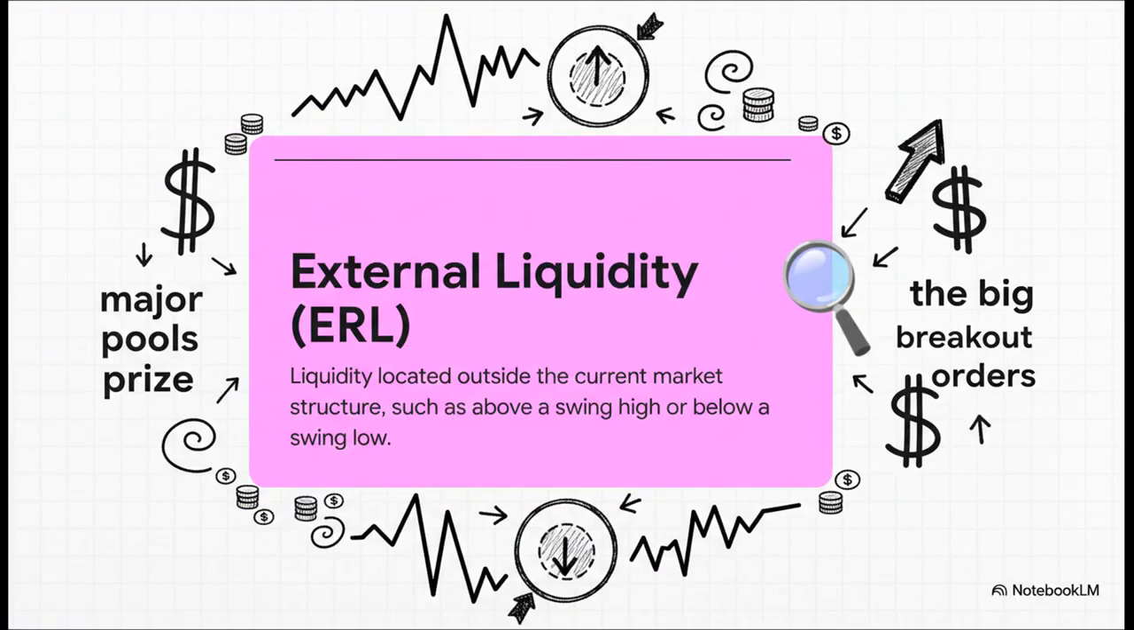First, we've got external liquidity, or ERL. This is the big one. This is the main destination. It's sitting outside the current trading range. We're talking about those obvious old swing highs and swing lows. That's where all the stop losses and breakout orders are clustered, making it the number one objective for the big players.